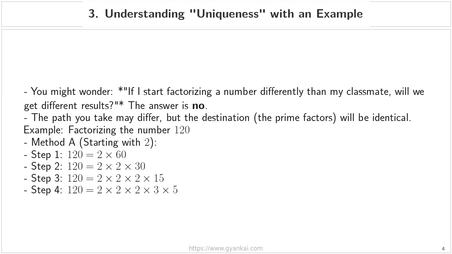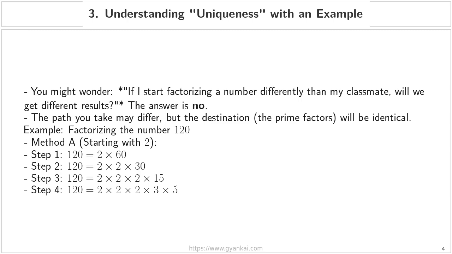In step 1, 120 equals 2 times 60. In step 2, we break down 60 into 2 times 30. In step 3, we break 30 down into 2 times 15. Finally, in step 4, we break 15 into 3 times 5.